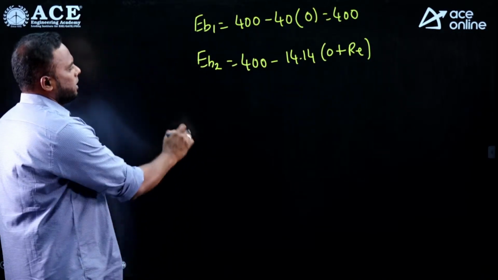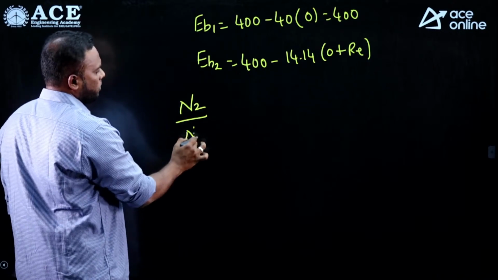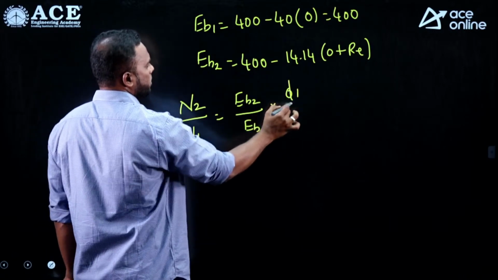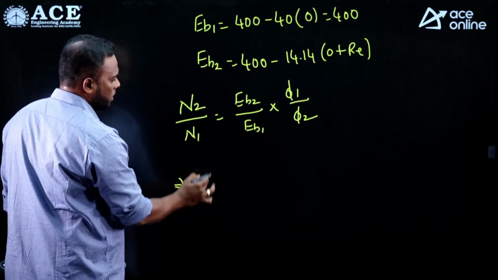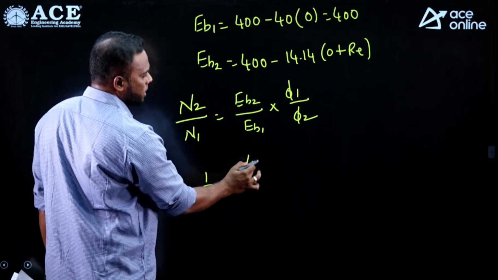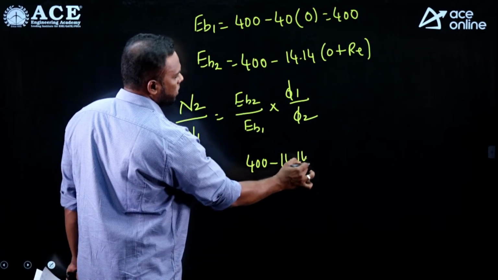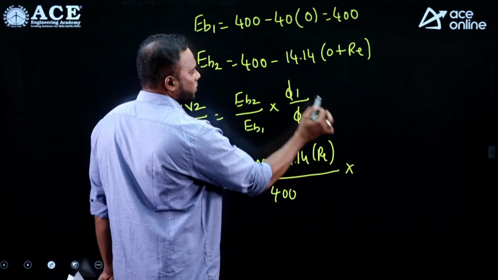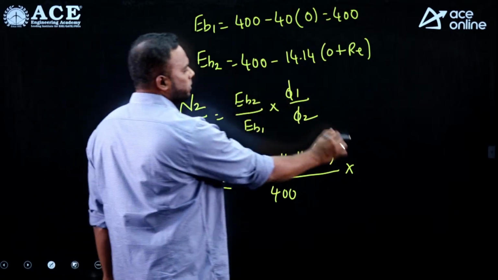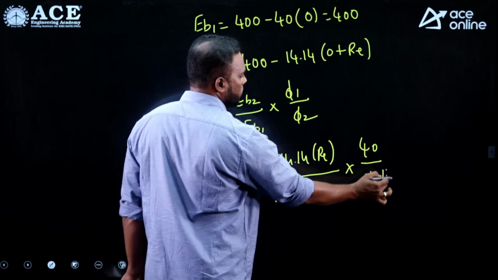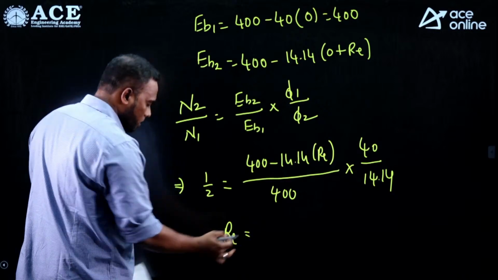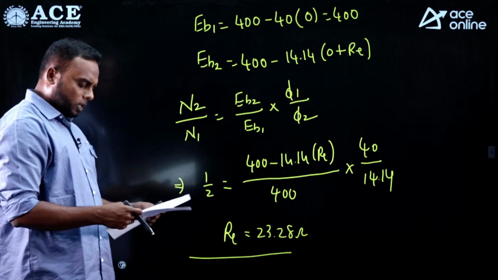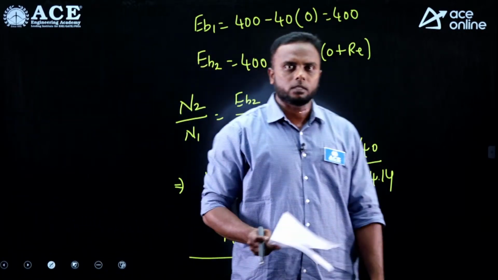This is EB2. Then the standard relation: N2 upon N1 equals EB2 by EB1 into phi 1 by phi 2. Now substitute here: this is a half, EB2 is 400 minus 14.14 into RE, the external resistance we need to calculate, this is 400. Phi 1, flux always proportional to armature current in a series motor, which is 40 amps, phi 2 is nothing but 14.14. Simplify this, the value of RE we are getting is 23.28 ohms. So this much resistance we have to add in order to reduce the speed by 50%, or half.